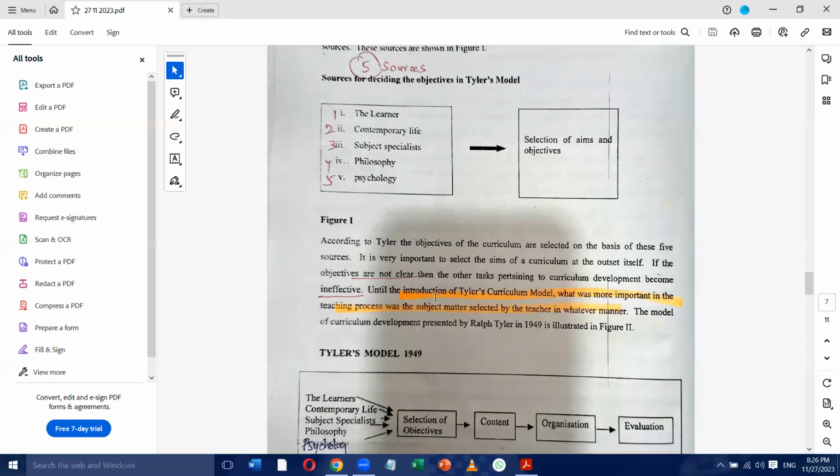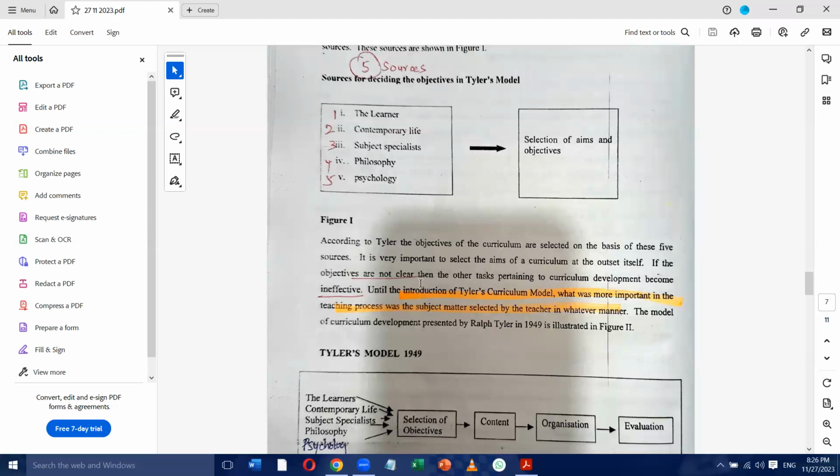Then according to Tyler, the objectives of the curricula are selected on the basis of these five sources, right? So you have to consider these five sources: the learner, the contemporary life, the subject specialists, the philosophy behind that, and the psychology. So psychology deals with the mind of the students, the teachers, and the society. You should consider all, not only the students, but the teachers and the society. So you have to consider all these things and then set up the aims or the objectives of that curriculum, right? These five. It is very important to select the aims of a curriculum at the outset itself.